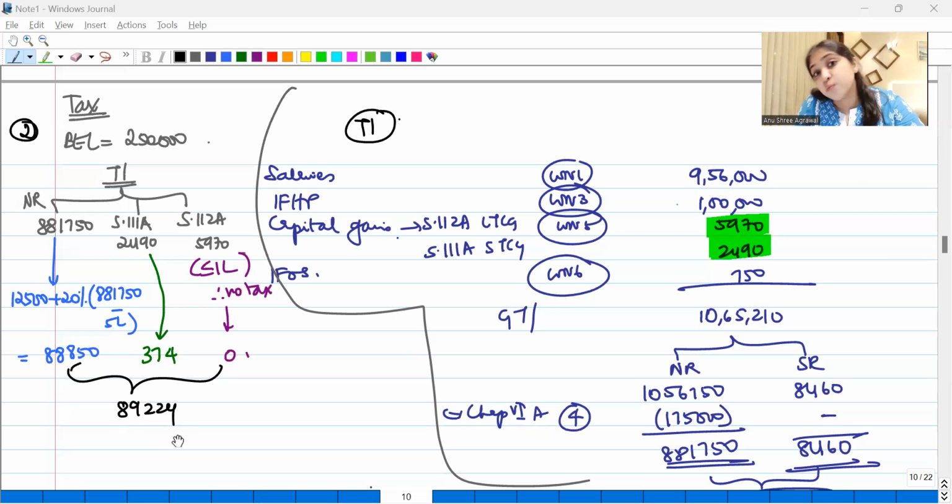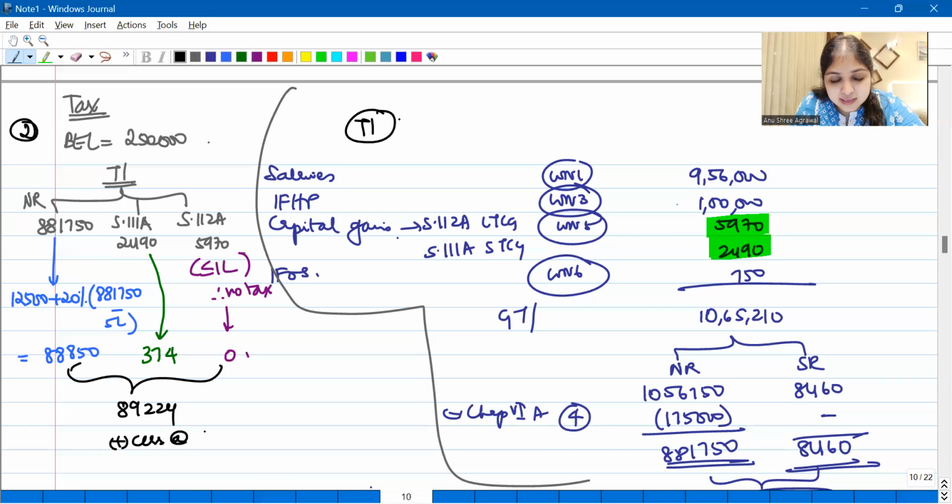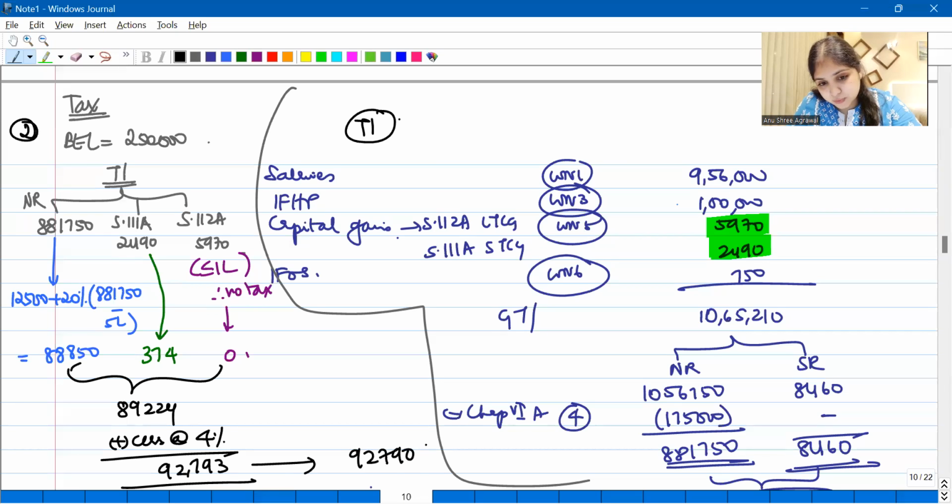Will you have any 87A rebate? No, because total income is more than 5 lakhs. Will you have surcharge? No, because total income is within 50 lakhs. So straight away, I'll add cess at 4%, which is going to be 92,793, which I will round off to 92,790. Is my story over, or is there anything else I should still think about?